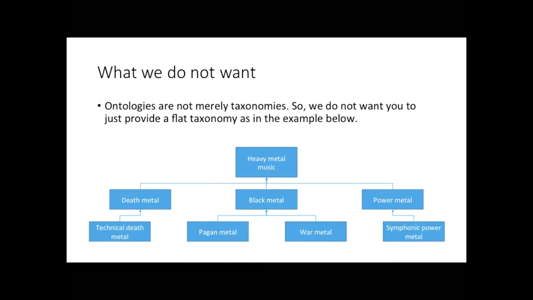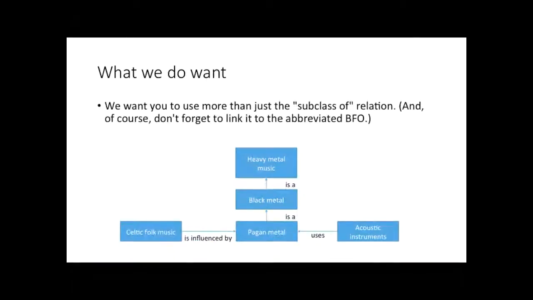So I don't want you to build merely a taxonomy. So don't use only the is a relation. This is an example of only using the is a relation, right? So we have heavy metal music, we have death metal, black metal, power metal, and they are all somehow related. I don't want that. I want you to build something that looks like this, where you say black metal is a type of heavy metal music, and pagan metal is a type of black metal music. But pagan metal also uses acoustic instruments, and it's influenced by Celtic folk music. So what you need to do is use more than just the is a relation. That's the task. You can create those relations at will.